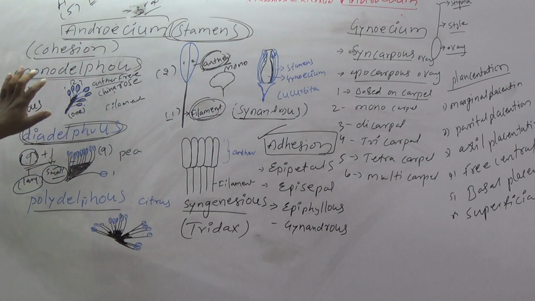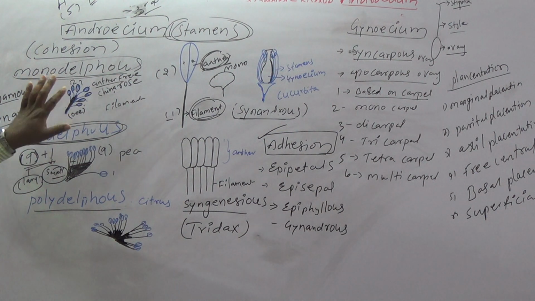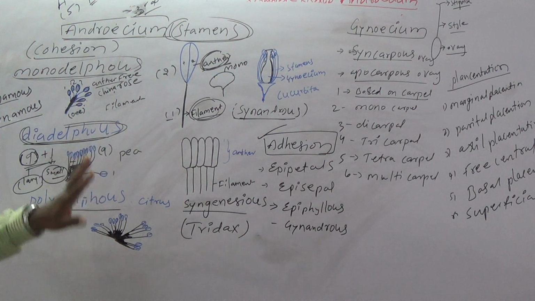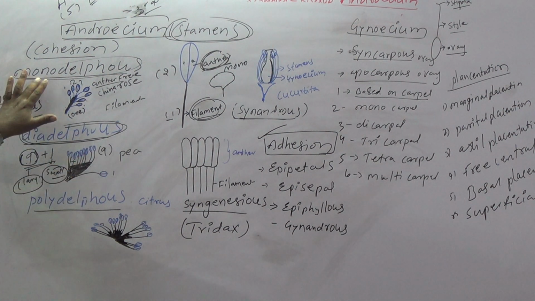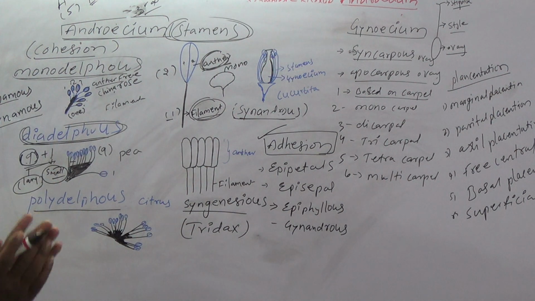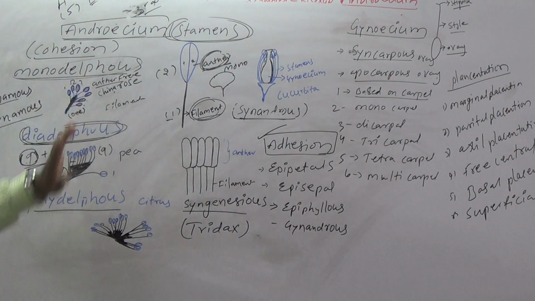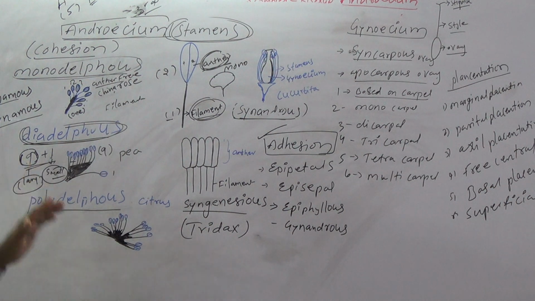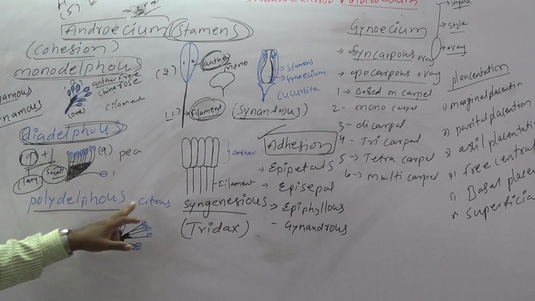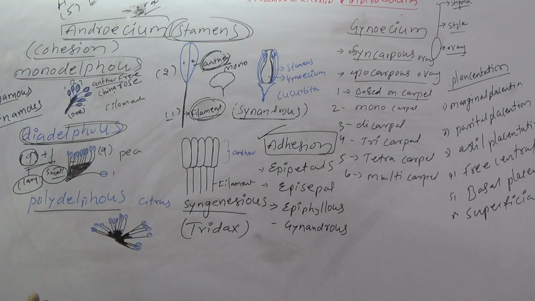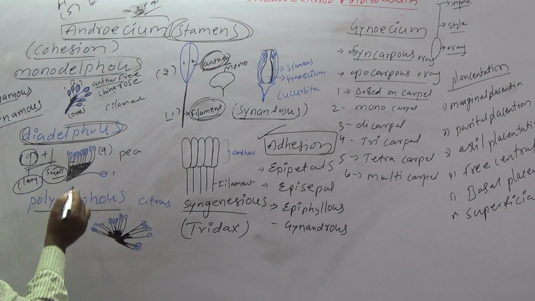Are you clear? In both, only the anthers are free and the filaments are united. That is monodelphous, where the filaments are united to form one bundle and the anthers are free. Diadelphous has 10 stamens; 9 stamens are united to form a large bundle and the 10th one is free. It is seen mainly in the Leguminosae family, pea and bean family. Polydelphous is when the filaments are united and the anthers are free to form more than 2 bundles.